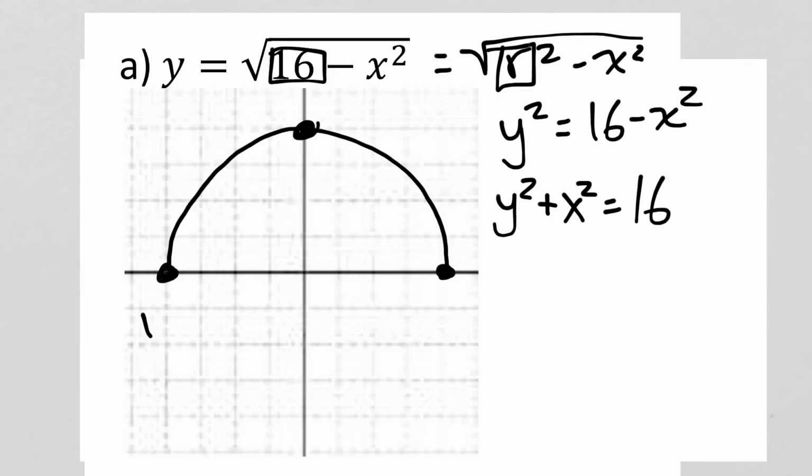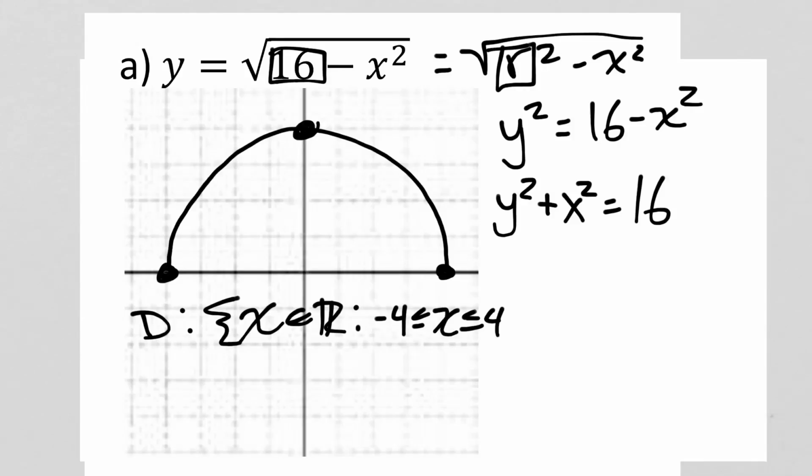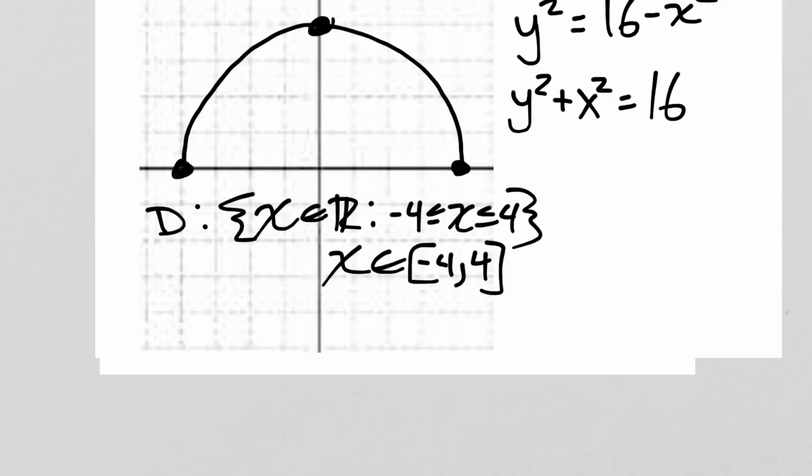So we all good. Domain is going to be x in the set of real numbers such that x is stuff. I want to rewrite that. I want to say negative 4 is less than or equal to x is less than or equal to positive 4. Easier to do in interval notation. x is an element of the set from negative 4 to positive 4. Not the set, the interval. There you go. Brackets, because we include those values.